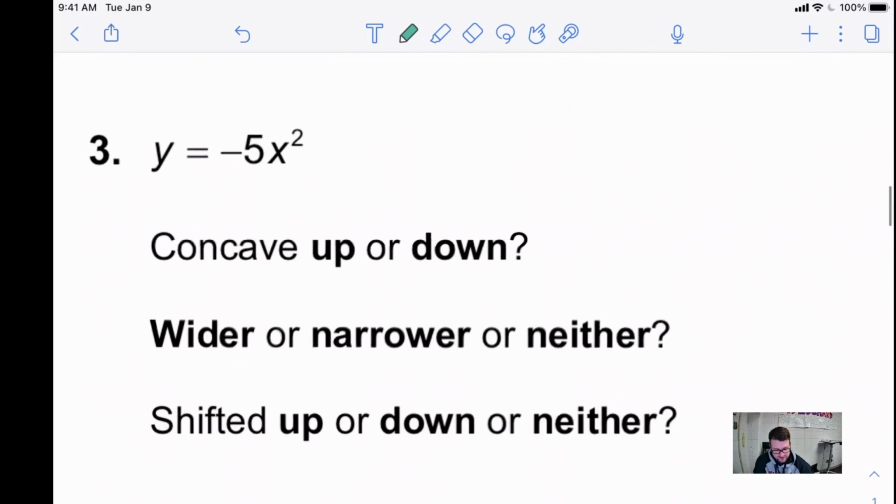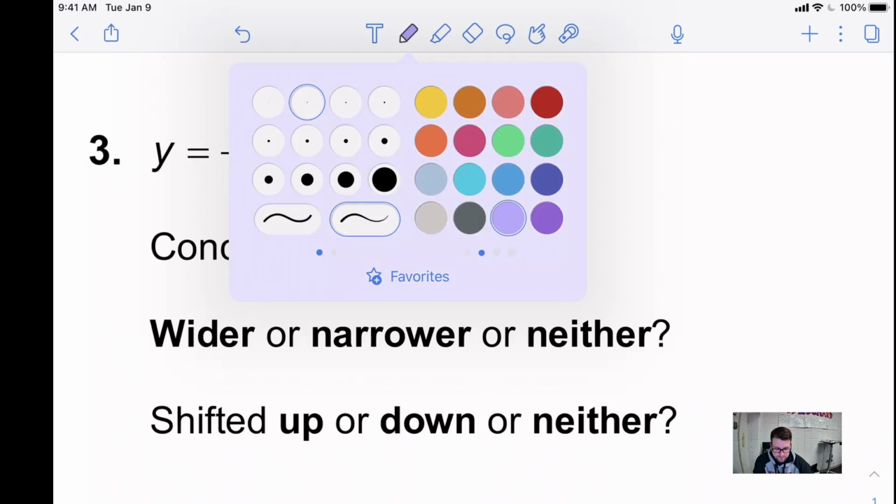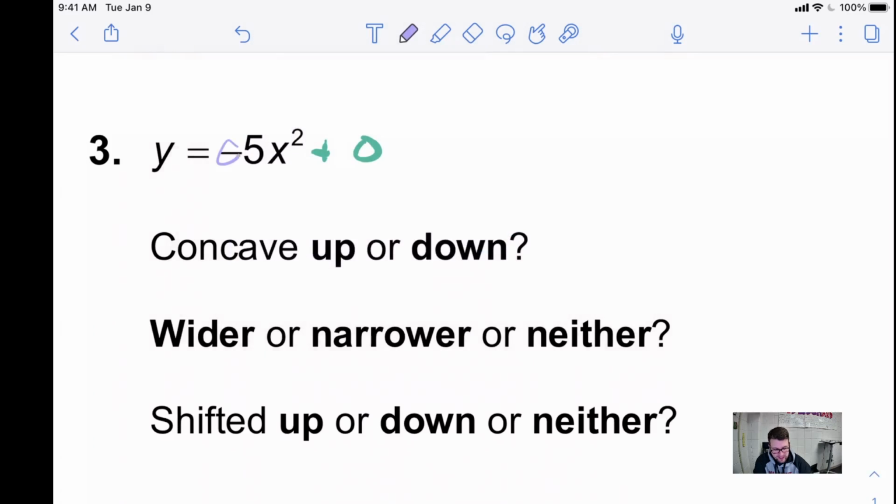So here's our next one. So let's put a +0 on there if we don't see it. Fill in those missing pieces. Looking at this graph, we can see that we have a negative out front.